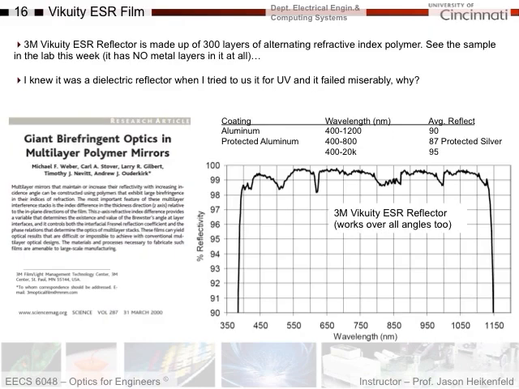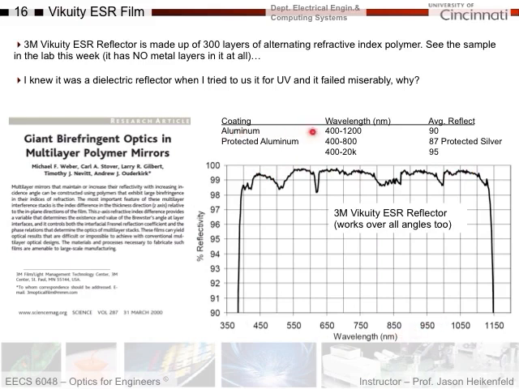This week in lab, a small part of the project is to look at this enhanced specular reflector, ESR reflector, which is made of 300 layers of alternating refractive index polymer. It has no metal layers in it at all. And when you look at this thing in lab, it's going to look like a perfect mirror. In fact, if you measure the reflectivity versus wavelength, you can see it's way up here, above 99% for most of the visible spectrum.